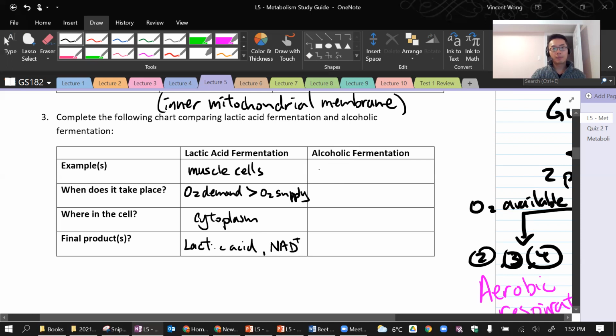Alcoholic fermentation happens for things like yeast, bacteria. And we cannot do alcoholic fermentation because we'd be drunk walking around, right? And alcohol is toxic to the cell. So when does it take place? Well, for these organisms, they rely on it. They do it all the time. Okay. Almost all the time. Cytoplasm. And they will produce carbon dioxide, which is why we can use yeast for baking, for making the dough rise.